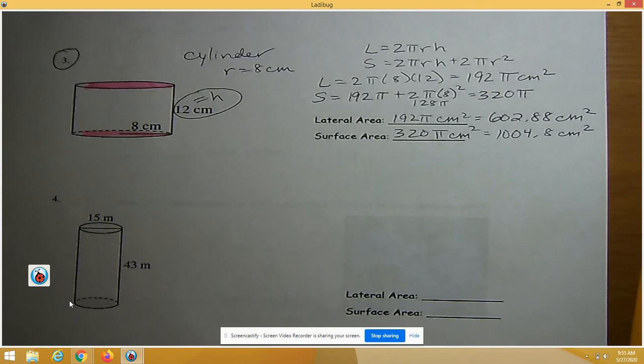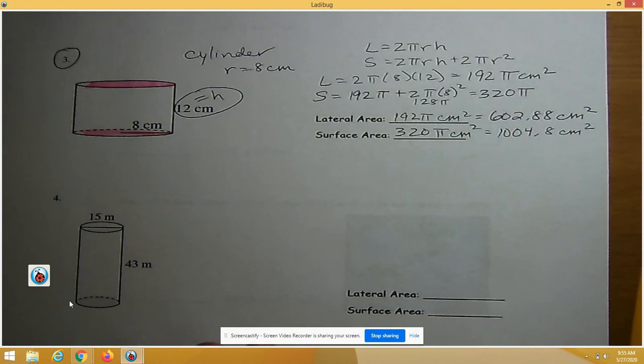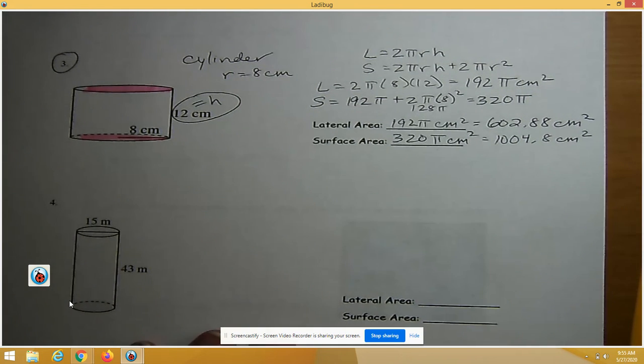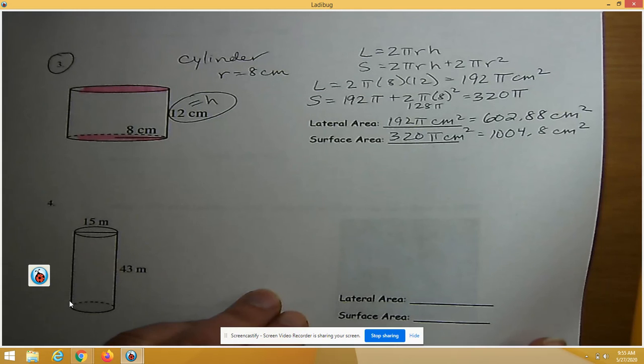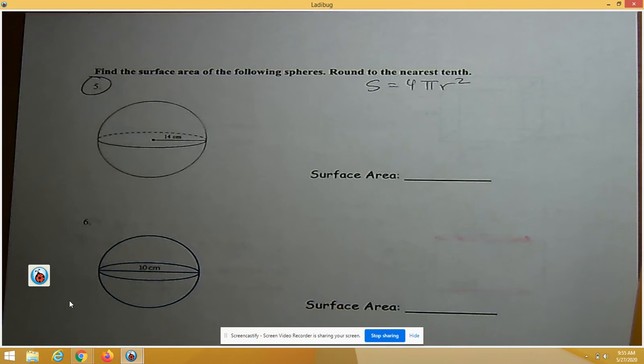All right, and then the last type I need to show you is a sphere. So I'm going to do number 5 here. So you have a ball, could be like a globe or like a model globe, or it could be like planet Earth or other planets. But we're going to find the surface area of the following spheres, round to the nearest tenth.